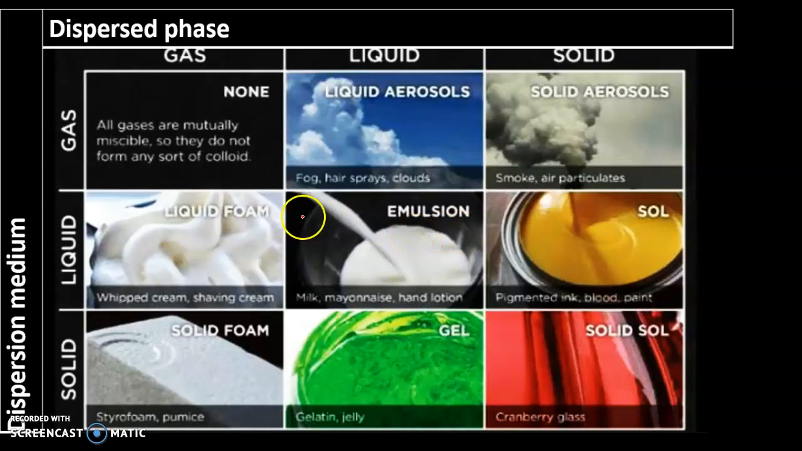You can refer to this as well, wherein I have given the dispersed phase horizontally and the dispersion medium vertically. And gas-gas colloidal system does not exist, because all gases are mutually miscible, so they do not form any sort of colloid, because mixture of gases usually form homogeneous mixtures or solutions. Then you can see gas liquid colloidal system, gas solid colloidal system. So please read this as well.